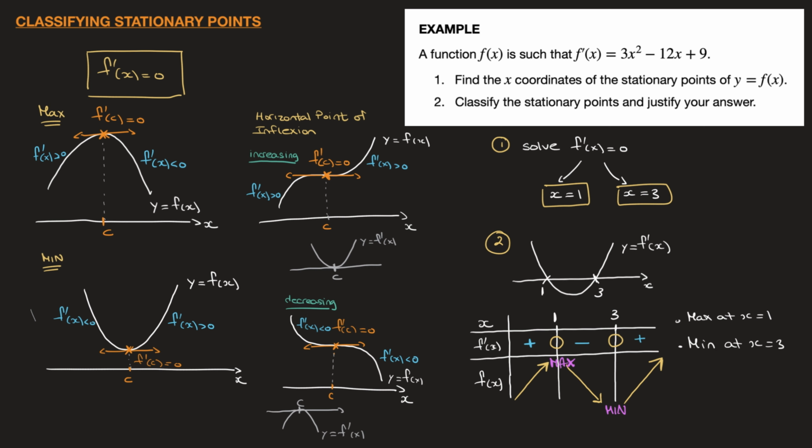All right, all that being said, we've now done a good tour of the different types of stationary points, and we've seen a worked example of how to classify them using the sign of the derivative function. And that's it for this tutorial.